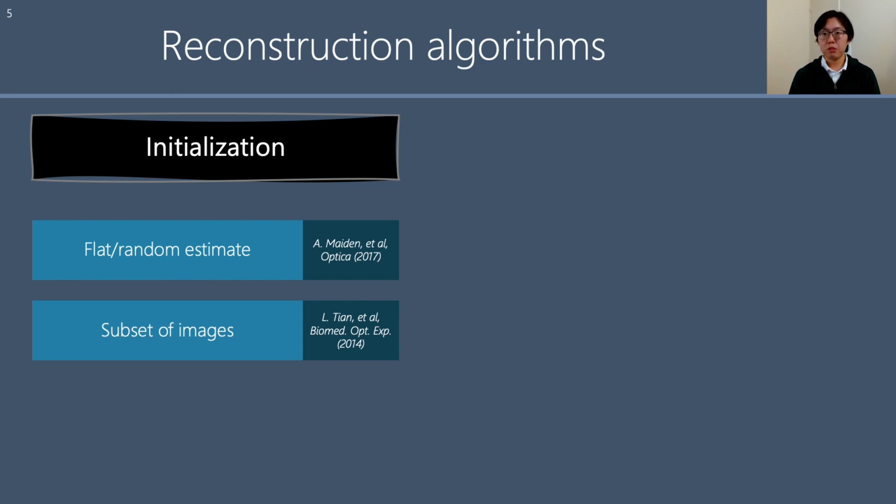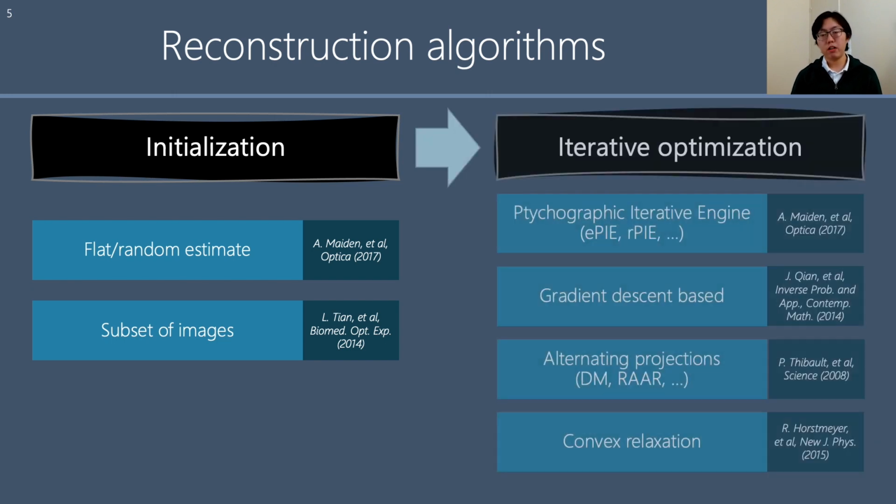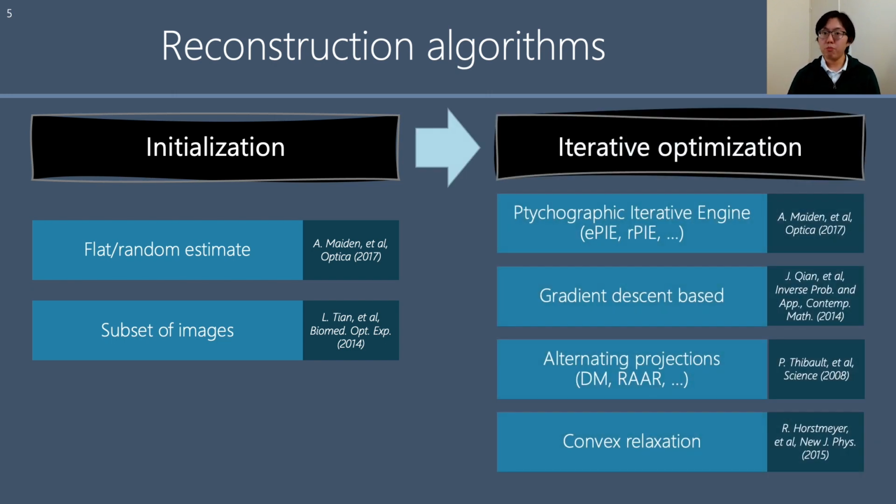As with all non-convex optimization problems, we will iteratively find a good estimate. For our starting point, we can choose a flat or random initial guess, or we can quickly build a heuristic estimate from a subset of images. This initial guess is then refined using an iterative algorithm. There is a large variety of possible algorithms here, from the ptychographic iterative engine, abbreviated PIE, to convex relaxations, including gradient descent optimization or alternating projections. Here, we will use gradient descent and PIE, as they are two computationally efficient techniques commonly used in practice.